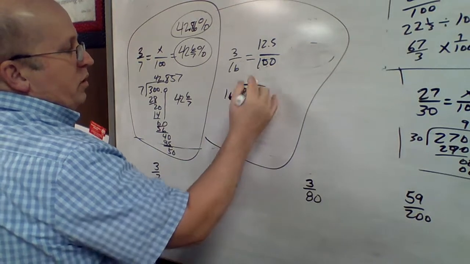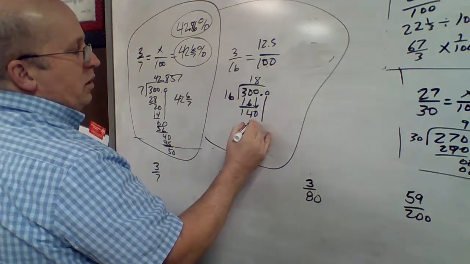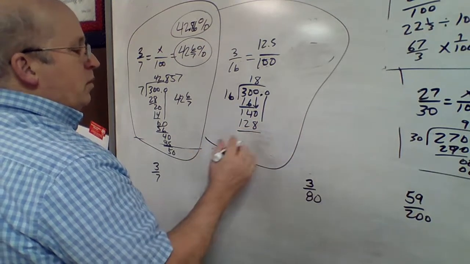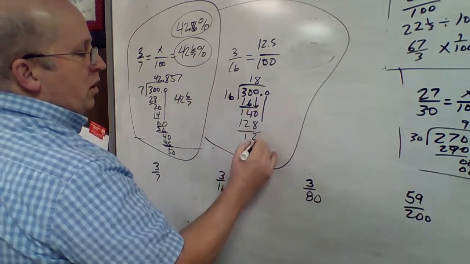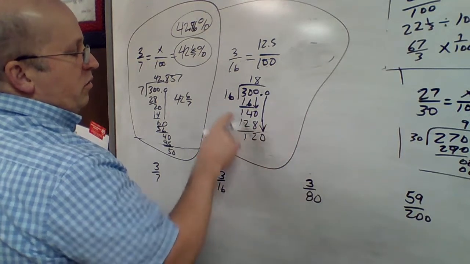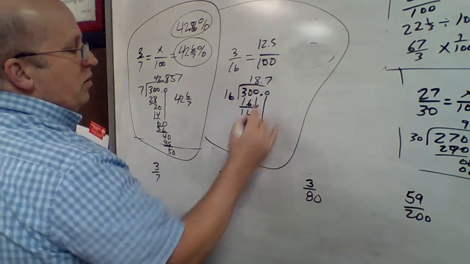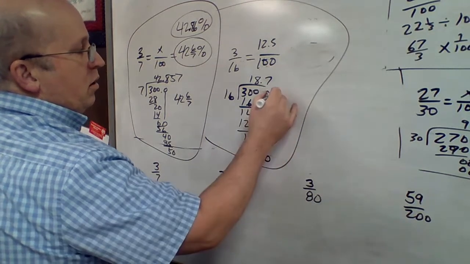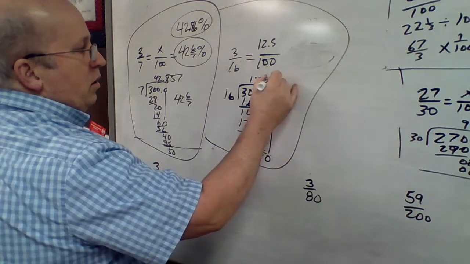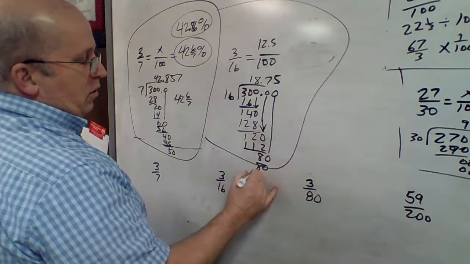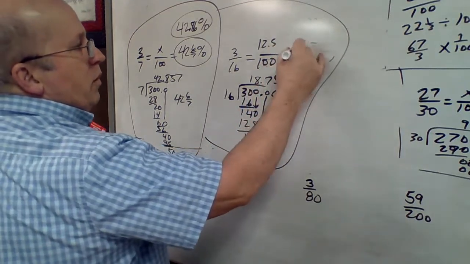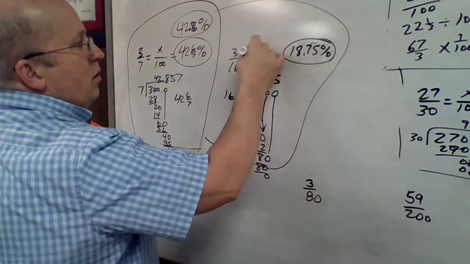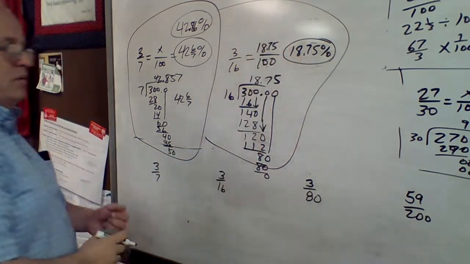16 goes into 140. Let's try 8 times. Let's see what we get. 8 times 4, I get 128. That's pretty good. That'll give me 12. Now we bring down that 0. 16 goes into that. How about 7 times? That would be 112. Oh, now it goes into it 5 times with a remainder of 0. So it ends up being 18.75%. 18.75. Okay.